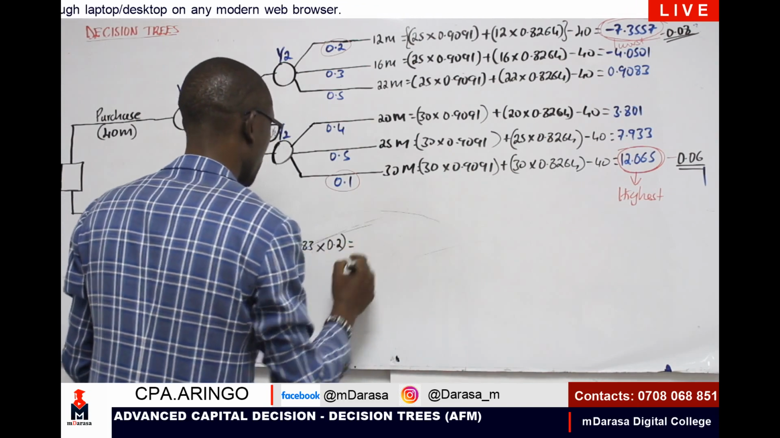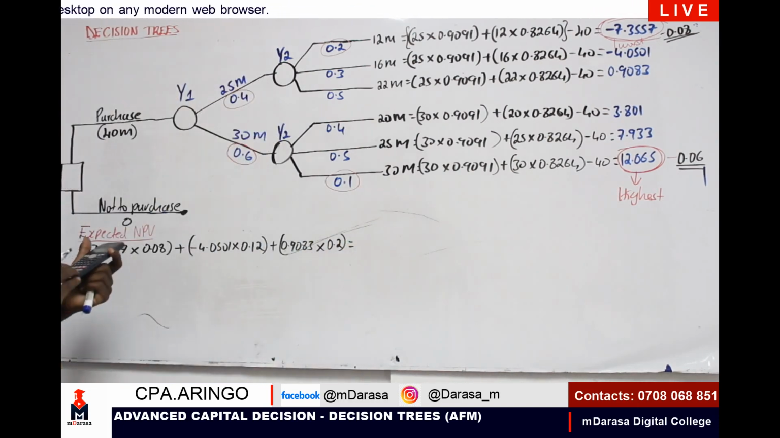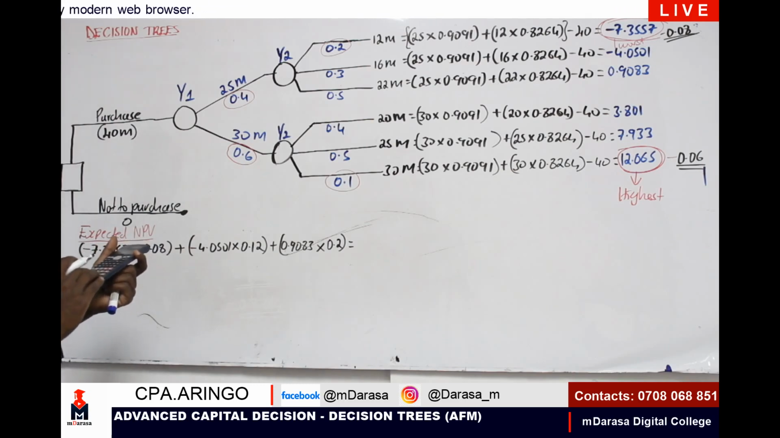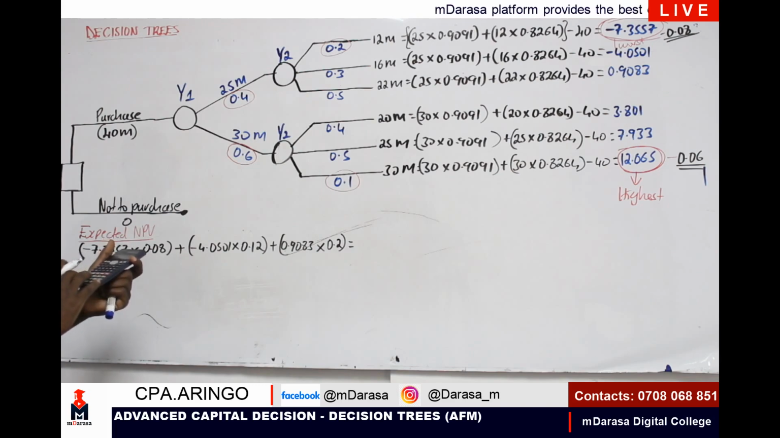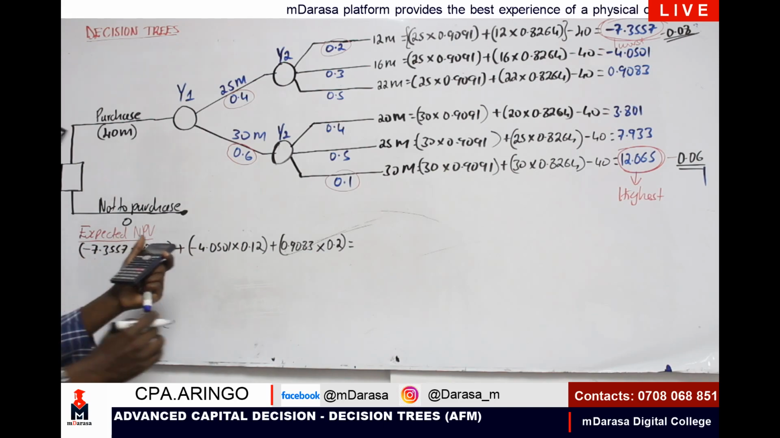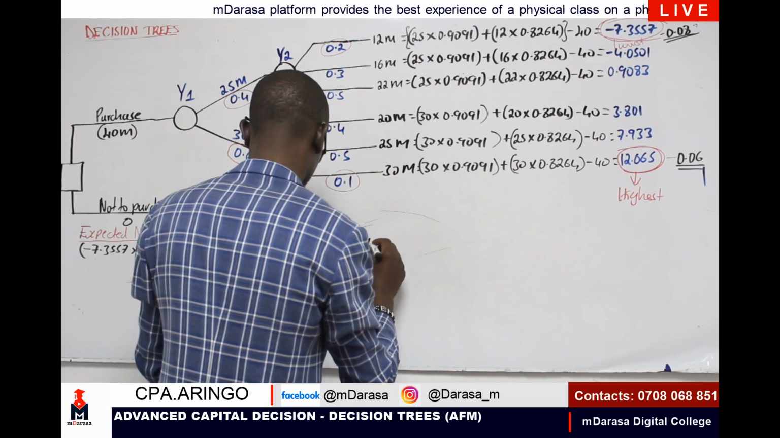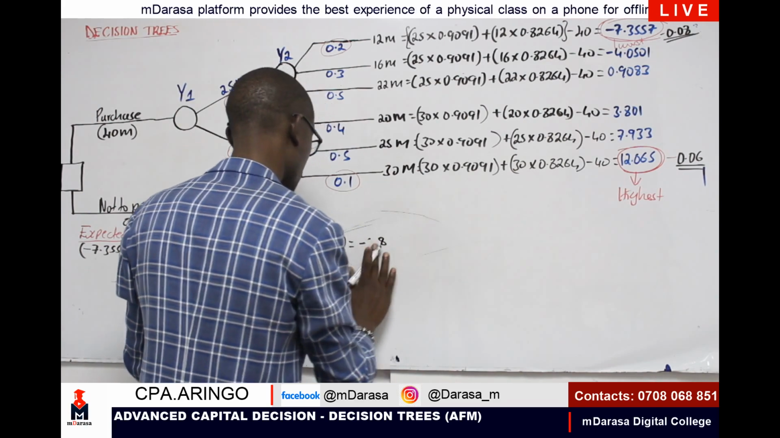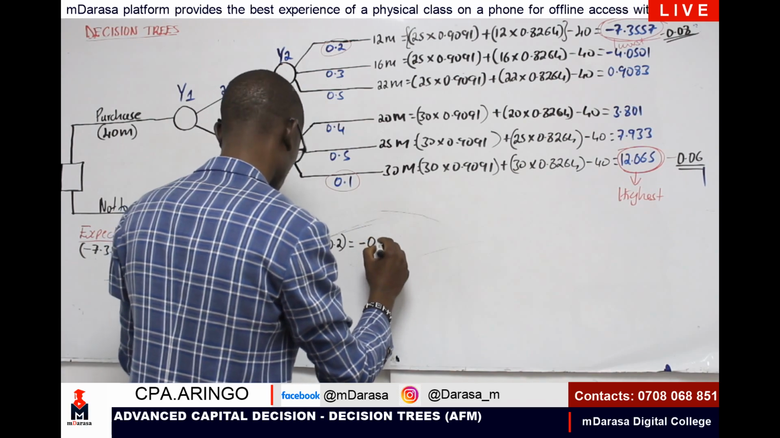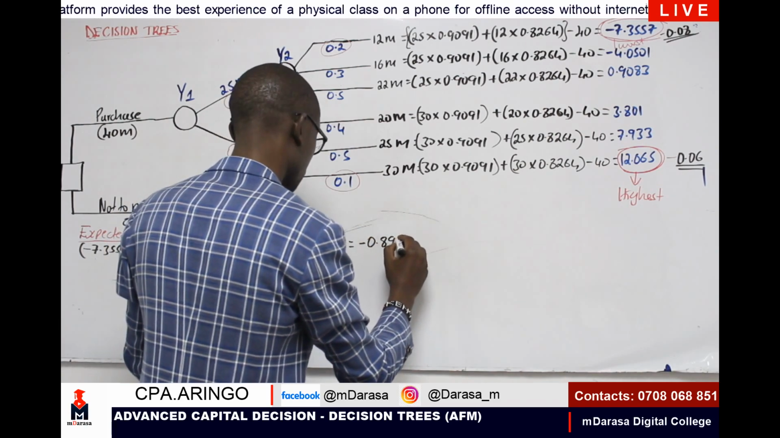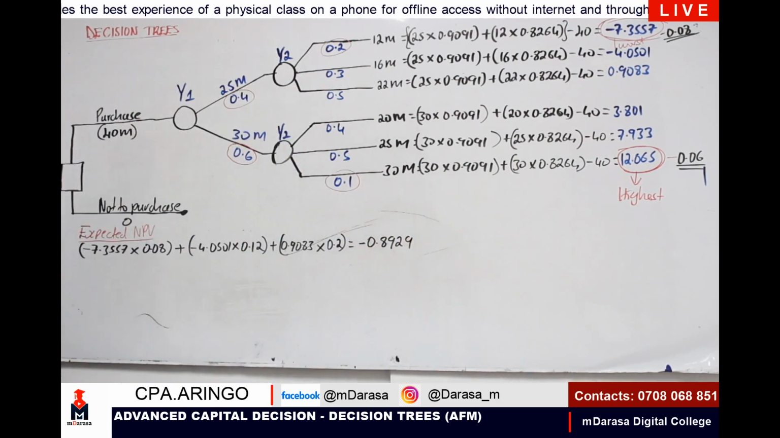So at the end of the day, what will we be having here? I'll be having negative 7.3557 times 0.08. We add negative 4.0501 times 0.12. We add 0.9083 by 0.2. This should give us negative 0.8929. Okay? What about the next item here?